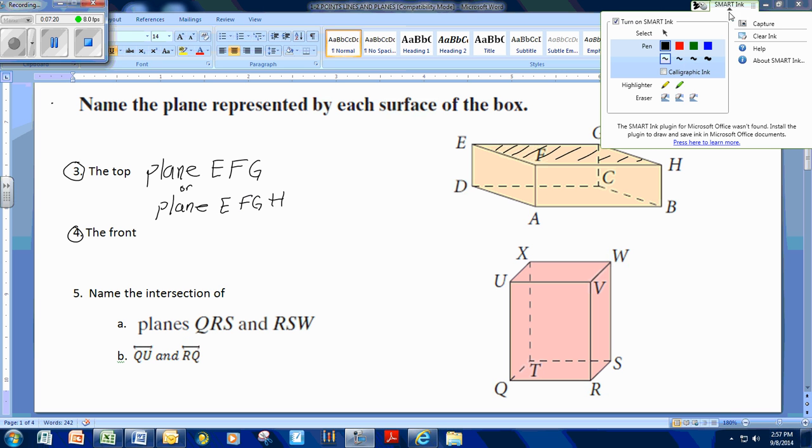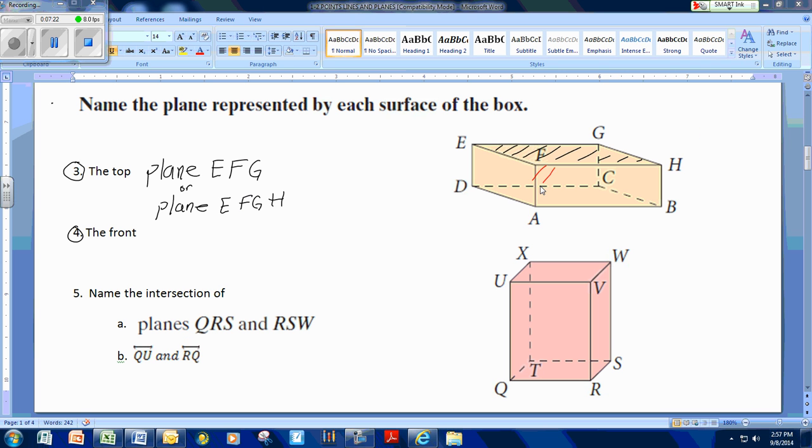The front of the box is right here. That would be plane. And again, pick 3 non-collinear points. ABH would be acceptable.